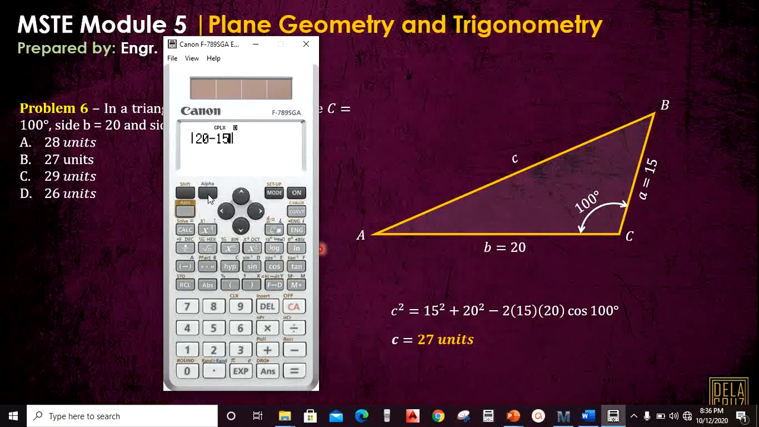Then, angle, ano yung included angle natin? 100 degrees. That one. Then, press equal. Approximately the same, parang 27 units, or exact ito. Okay? So, pwedeng magbaliktad yan. Kahit ibaliktad natin yung sides natin, pwedeng 20 ang dito, then 15 ang dito. The same lang yan. Okay? Again, you can use this when the angle given is included between two sides.